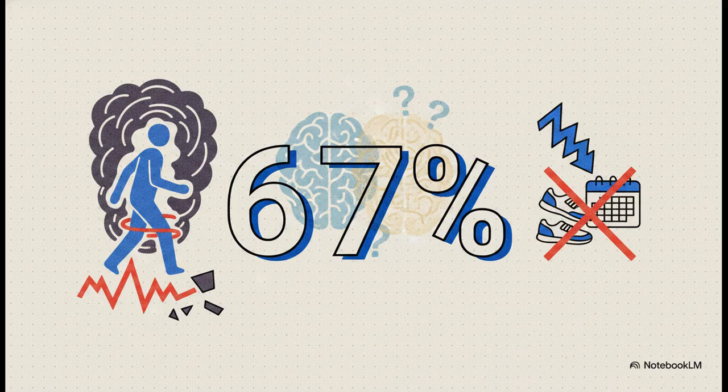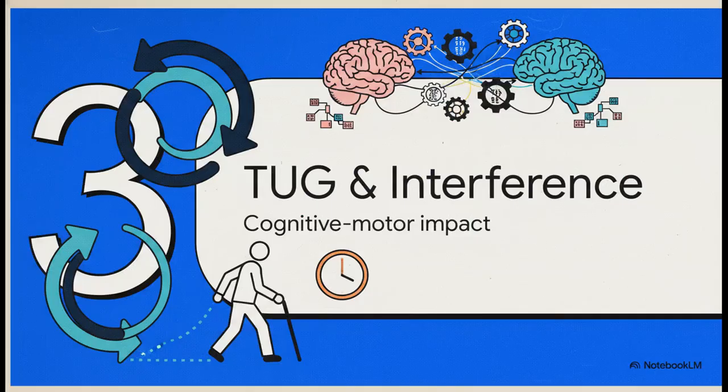And we definitely can't ignore the psychological side of things. 67%. If a patient scores under 67% on the ABC scale, it is a massive predictor that they're developing avoidance behaviors. They lose confidence, they start restricting their daily activities, and ironically, they actually elevate their fall risk because of physical deconditioning.